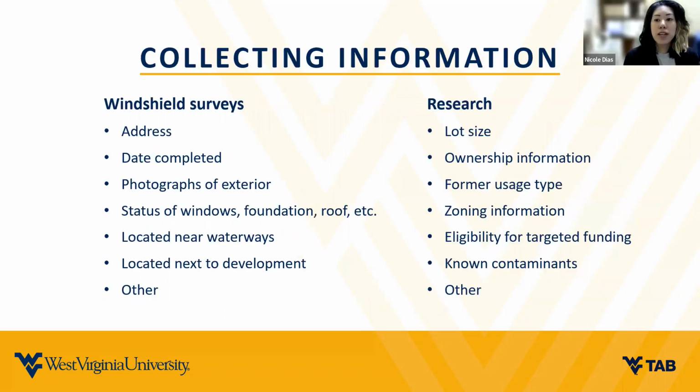The types of information that we would like to collect for our brownfields inventories include the address of the location, and photographs of the exterior of the building, because we do not want anyone to trespass and enter inside of a building unless you are with the property owner. Collecting information such as if it's located near waterways or located next to development is important to capture.